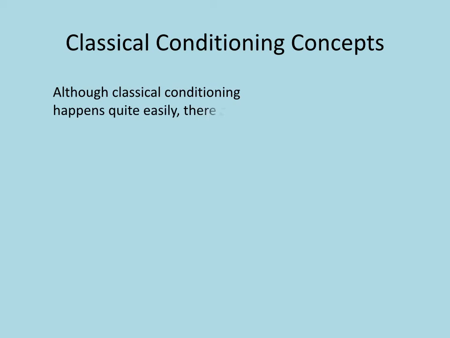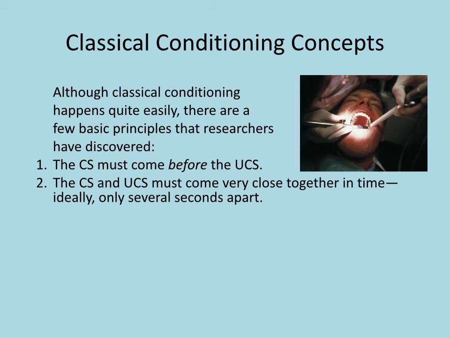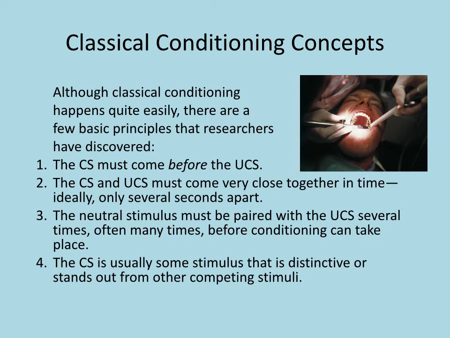Now, when we're talking about classical conditioning concepts, we need to know that there are a few basic principles. The conditioned stimulus must be presented before the unconditioned stimulus. The conditioned stimulus and the unconditioned stimulus must be very close together in time. So what we need to do is make sure that one thing happens immediately after the next. Then finally, a neutral stimulus must be paired with the unconditioned stimulus several times, often many times, before conditioning can take place. So we have to make sure that we're laying these types of foundations. And then finally, the conditioned stimulus is usually some stimulus that is distinctive and stands out from competing stimuli. Which means if you're going to condition your dog, you can't condition them doing the same thing, or you have to do something a little bit different.